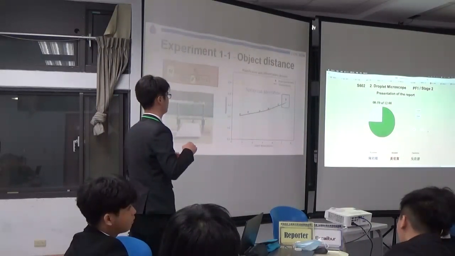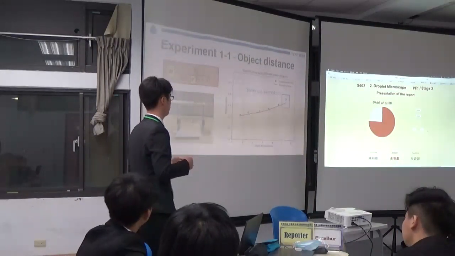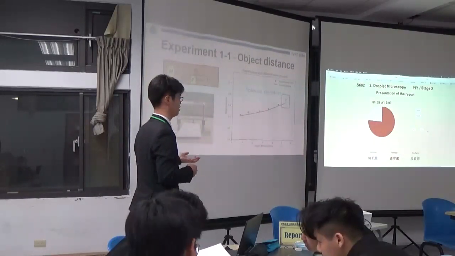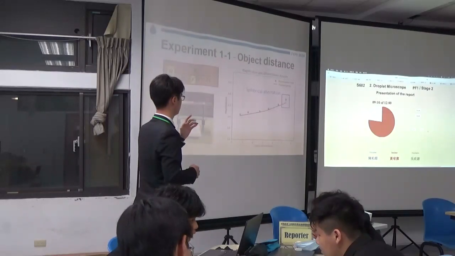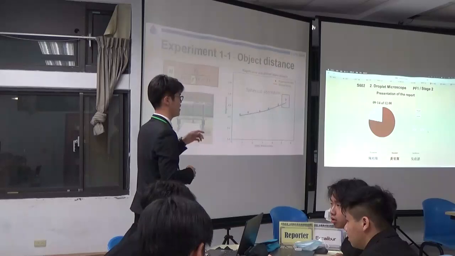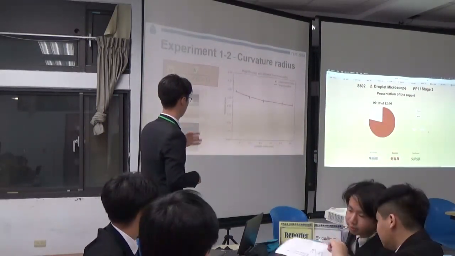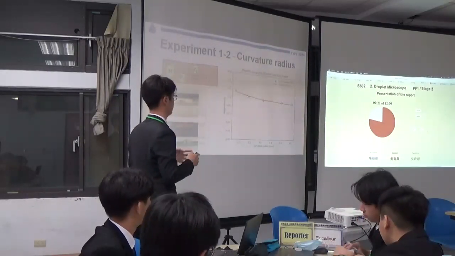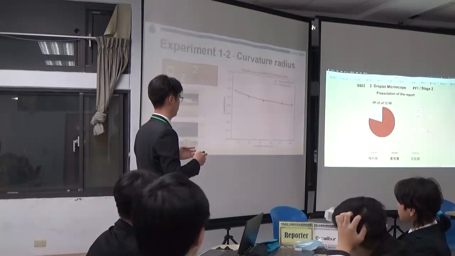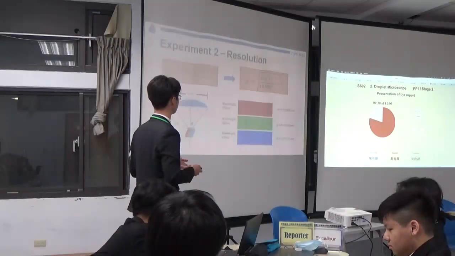one will be the relation between the object distance and the magnification. Then I found that when the object distance is larger, then the magnification will also be larger. And the last point in my experiment is actually caused by the spherical aberration, which affects the phenomenon. And for the relation between the magnification and curvature radius, I found that when the curvature radius becomes larger, then the magnification will become lower.